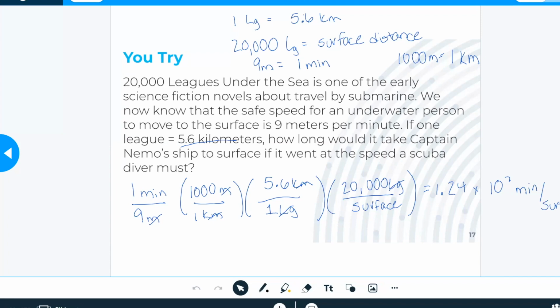And that's if you had to go at a speed that a person has to go. A person could not go 20,000 leagues under the sea, obviously. But in the science fiction novel, that's where Captain Nemo's ship went, to those great depths.